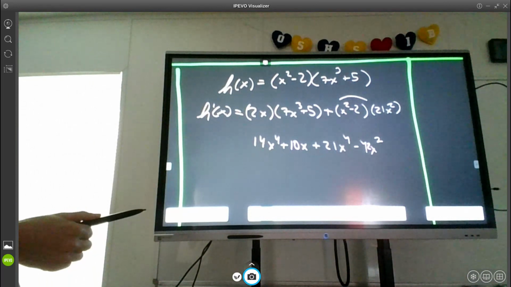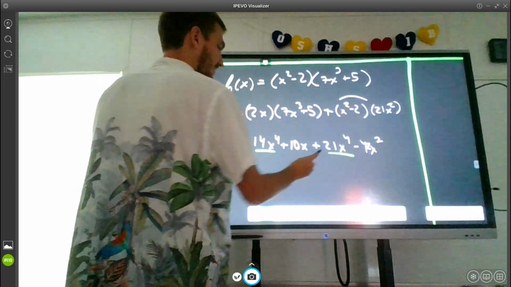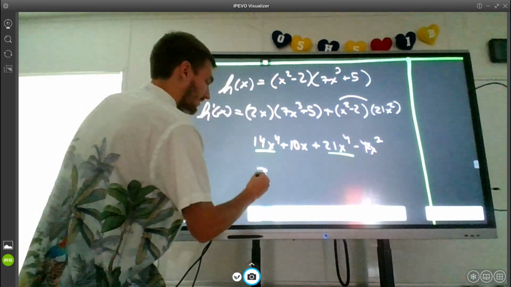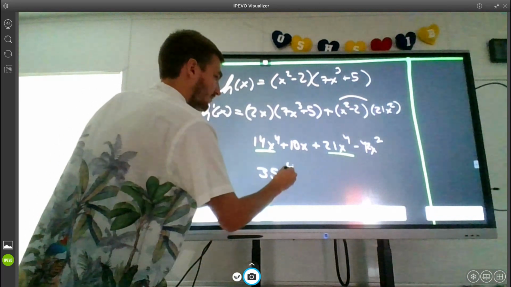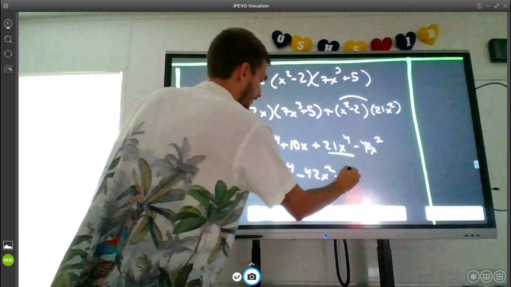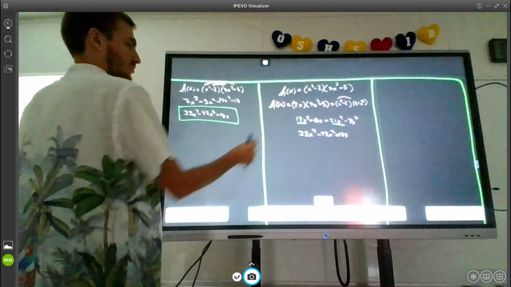Is that right? Yes. We're going to end up with two of these that are x to the power 4, so those can combine together. That's going to make 35x to the power 4. We've got that minus 42x squared plus 10x. Are those the same things? Nice.